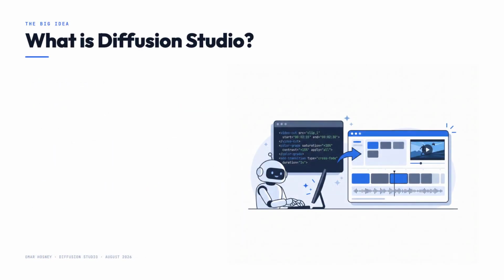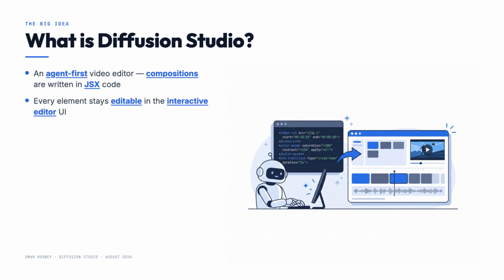So what is Diffusion Studio? It is an agent-first video editor, where compositions are written in JSX code instead of dragged onto a timeline. Every element stays editable afterwards in the interactive editor, and the dapi CLI drives analysis, generation, and rendering, completely headlessly from your terminal.